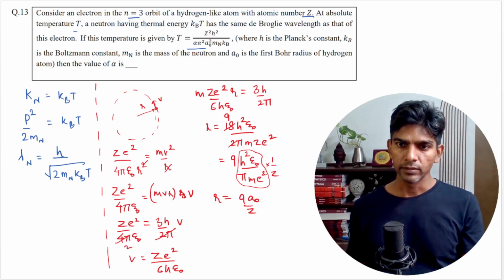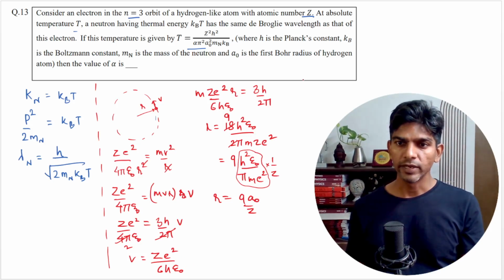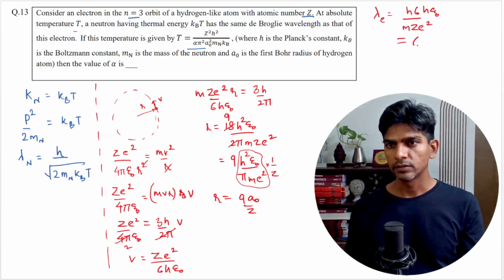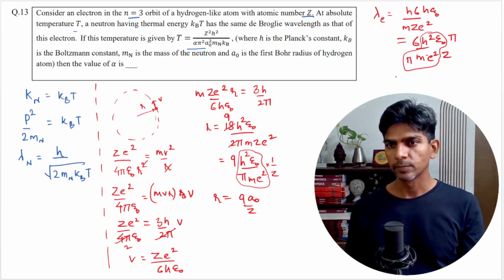Okay, so let us find the de Broglie wavelength of the electron. So that will be h divided by mv, and v is ZE square divided by 6h epsilon naught. So it will be 6h square divided by m e square, and then we have Z, and there is an epsilon naught, right? And we know that epsilon naught times h square upon m e square, so let us multiply and divide with pi. So this factor is nothing but Bohr's radius. So that will be 6 a naught pi by Z.